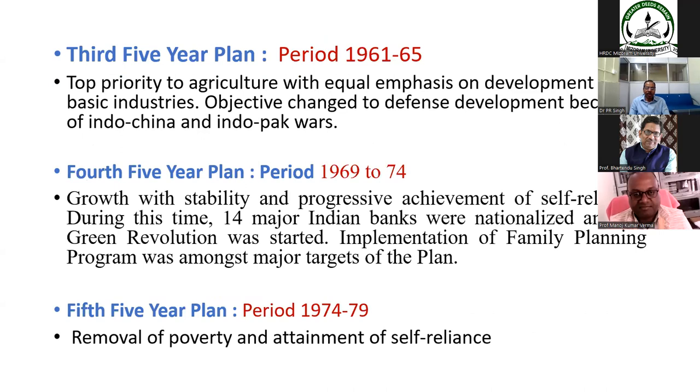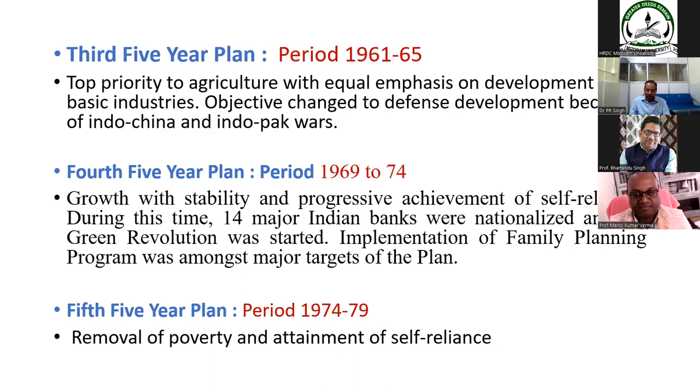Then the fourth five-year plan started in 1969 to 74. Before that, from 1966 to 69, we had annual plans. So in the fourth five-year plan, there were many good things. We nationalized our banks. We nationalized our coal sectors. That is a very good sector, run earlier by private organizations, but the Government of India took all these sectors under the government body.